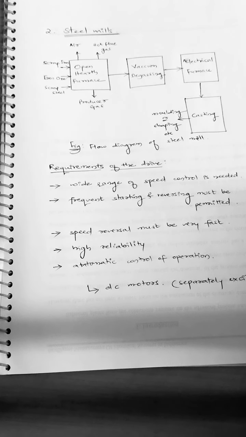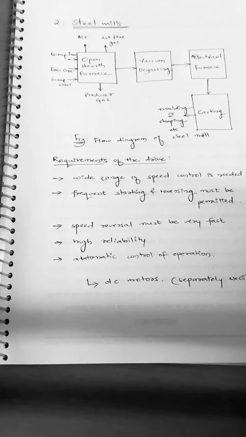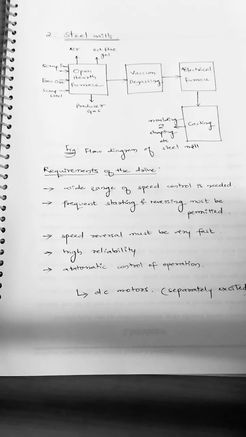It should be highly reliable, and automatic control of operation should be an important feature. For this we can conclude that DC motors, that too separately excited DC motors, will be the best suited drives for steel mills.